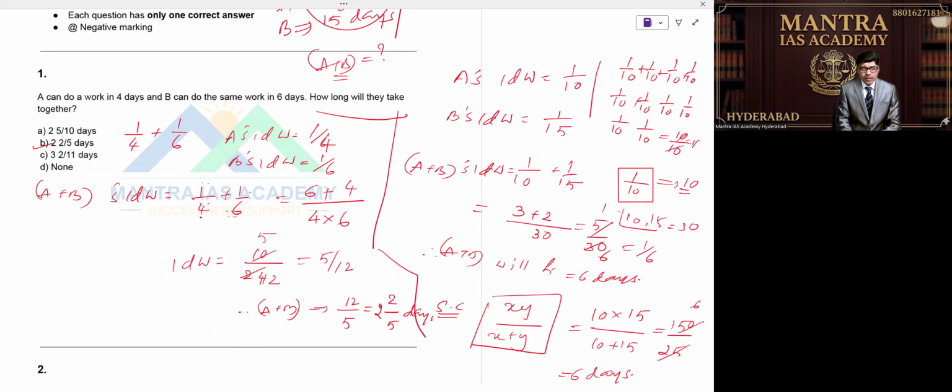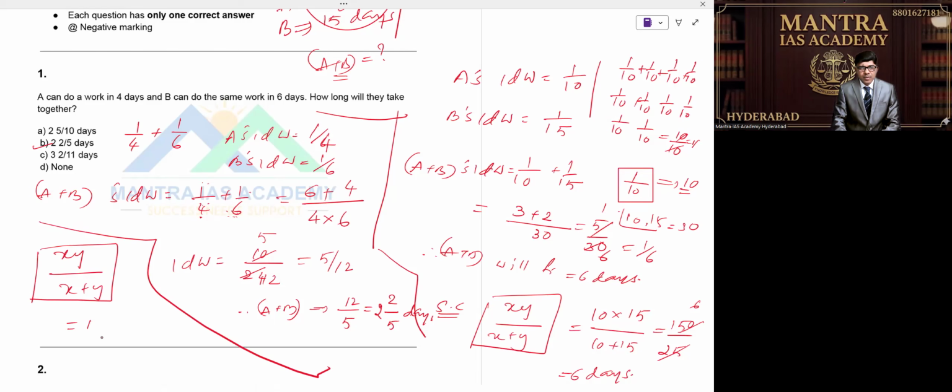But I'll tell you one point: there is a beautiful shortcut for this problem. X into Y by X plus Y is the shortcut, first person into second person by 4 plus 6. You will find the same thing: 24 by 10, which is 12 by 5, the same thing we got, that is 2 by 5 days. This is a beautiful shortcut method for time and work, a very important method.